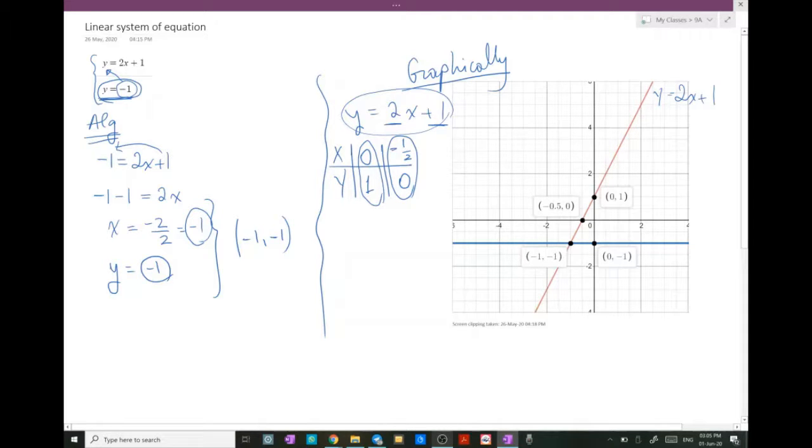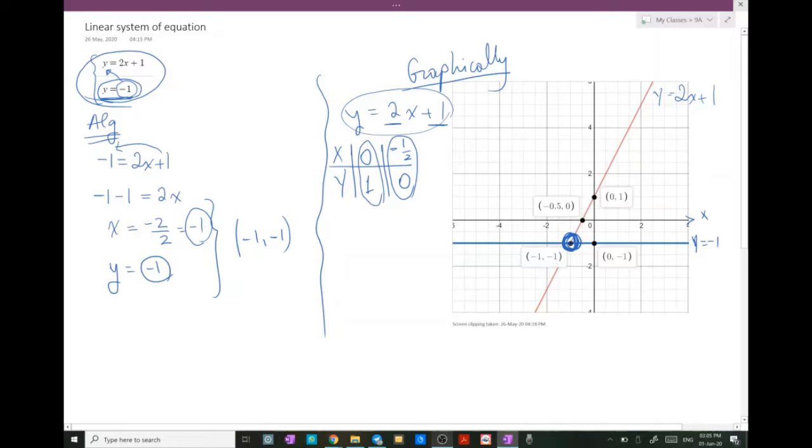Now in order to draw y equals minus 1, we just take the y-intercept at minus 1 and we draw the line. So this is the line y equals minus 1, and it is parallel to the x-axis. Now where do the two lines meet? It's (minus 1, minus 1), which is this point.